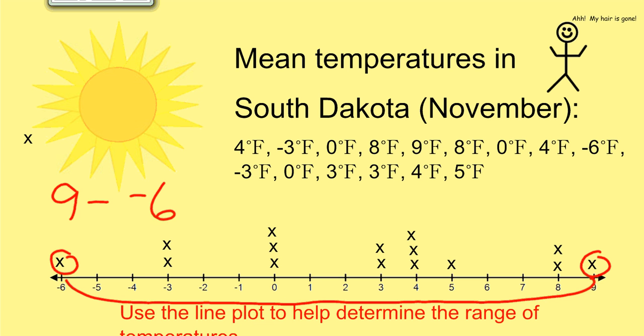If we count the amount of space, we can count 1, 2, 3, 4, 5, 6 to get to 0, and then 7, 8, 9, 10, 11, 12, 13, 14, 15. There's a little trick here. 9 minus -6 is the same as 9 plus +6, which is equal to 15. So how did you do? Maybe you could even find the median or the mean for this set of data.